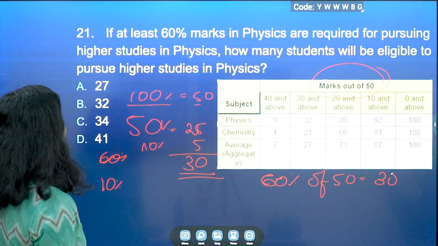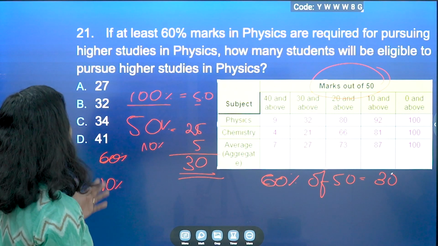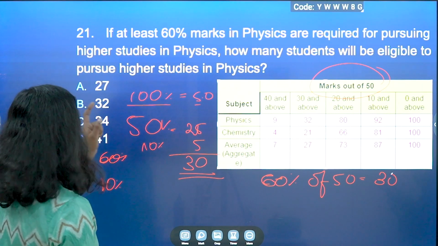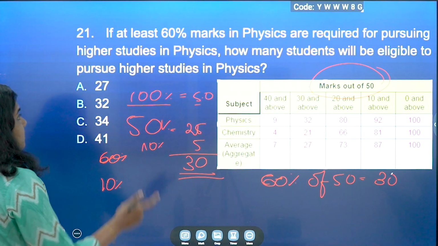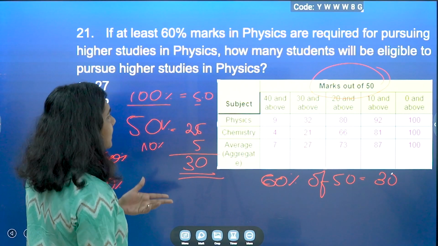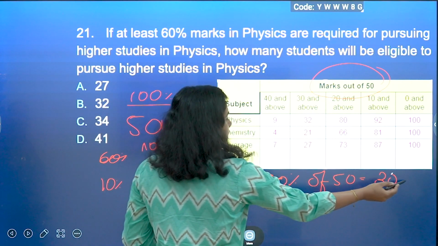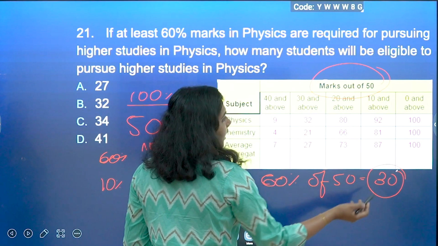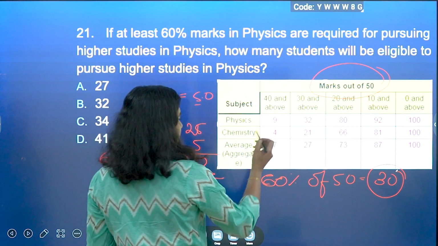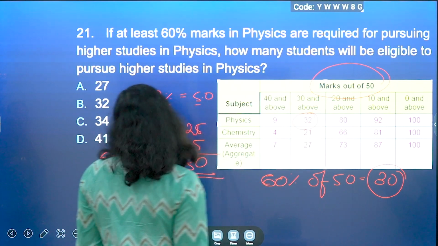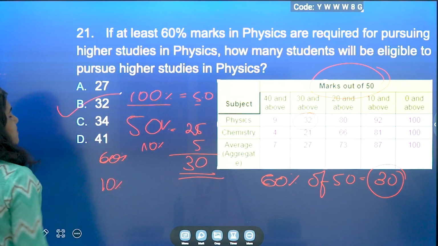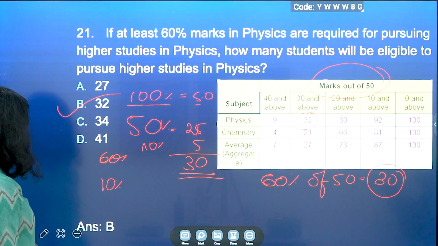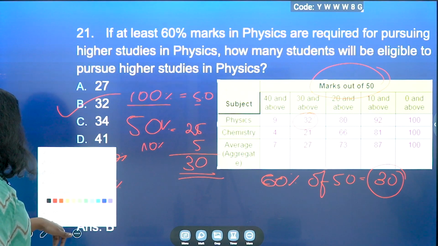Now you have to find out what? If at least 60% marks in physics are required to pursue higher studies in physics, how many students will be eligible to pursue higher studies in physics? So you have to find out the students who have secured 30 marks or more. So in physics, there are 32 students and so your answer is option B, 32. Okay. Now moving on to the next question.